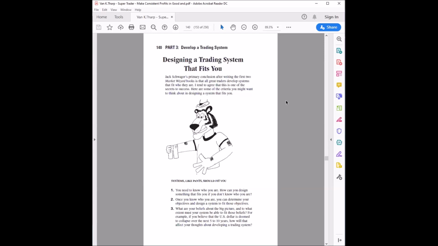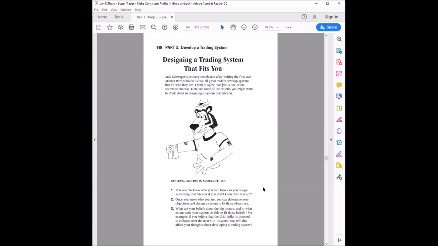So at the beginning of this section, you can see that Van Tharp talks about Jack Schwager's conclusion after writing the first 2 Market Wizard books. So we've read those books together. He talks about all great traders develop systems that fit who they are. And then he gives us some criteria. So he says, you need to know who you are. How can you design something that fits you if you don't know who you are? Then once you know who you are, you can determine your objectives and design a system.